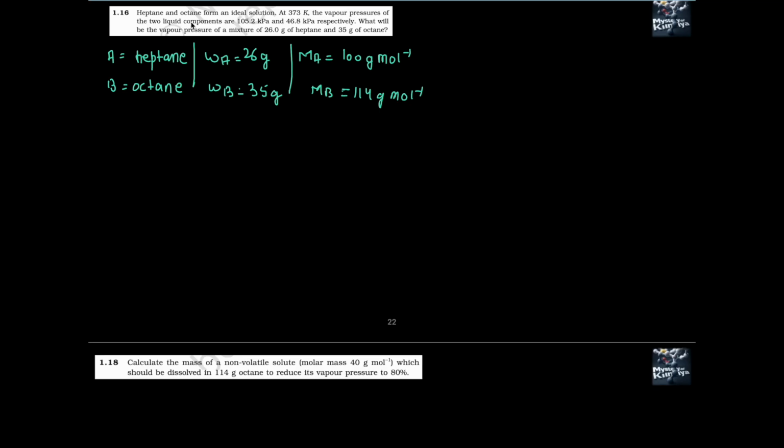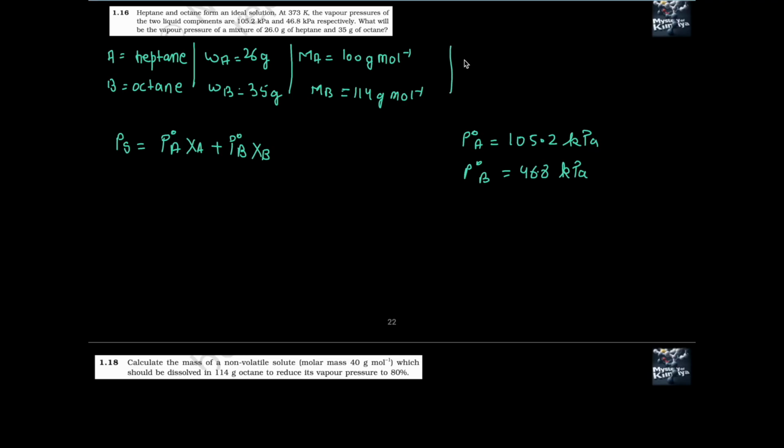So as it forms an ideal solution, we can use total solution pressure equals P naught of A into mole fraction of A plus P naught of B into mole fraction of B. So P naught of A is given, which is 105.2 kilopascal, and P naught of B is given to us, which is 46.8 kilopascal, right? So we need to find out the mole fraction first.